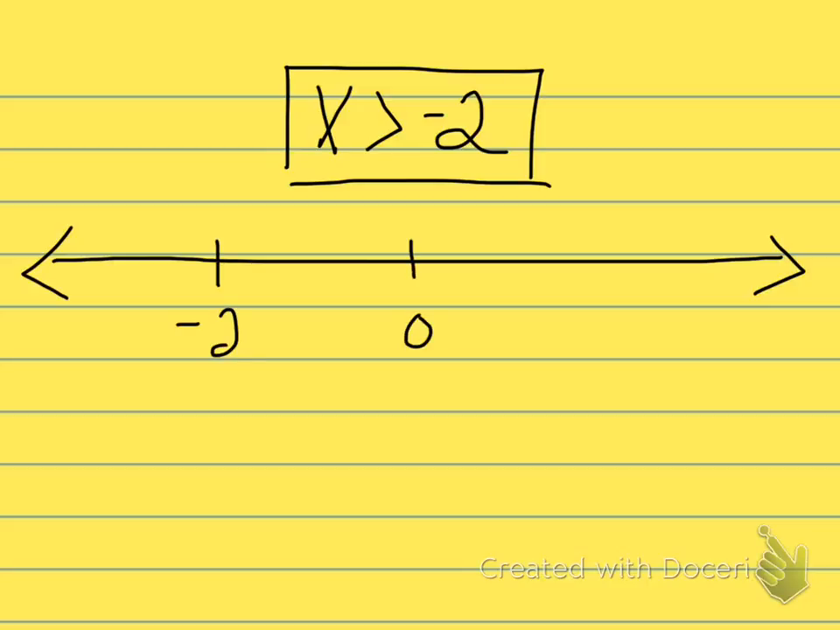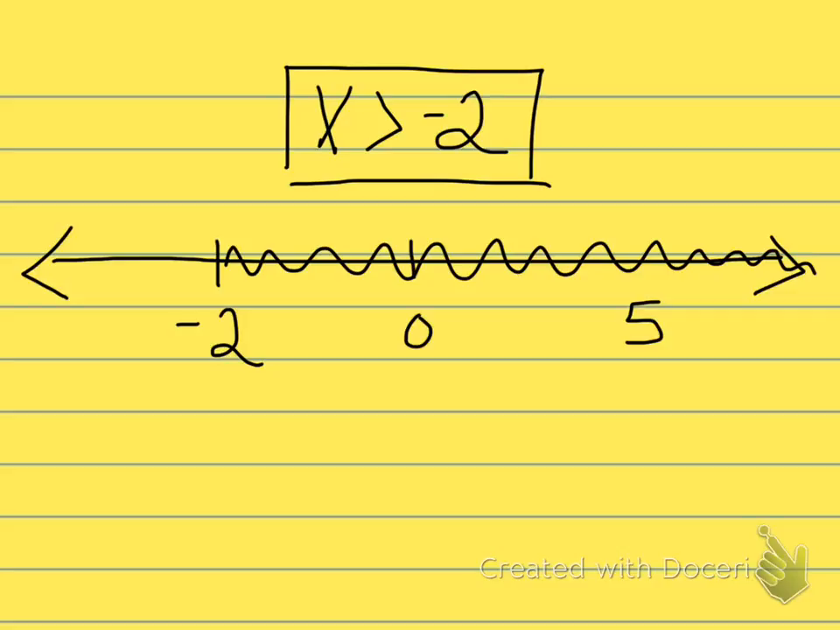Negative 2 is over here. This time I am shading all values that are bigger than negative 2. That shade would be this way. These are all the numbers going bigger. Name a number bigger than negative 2. How about 5? 5 is bigger than negative 2. And that's why I'm shading in all the values that could be the x value.